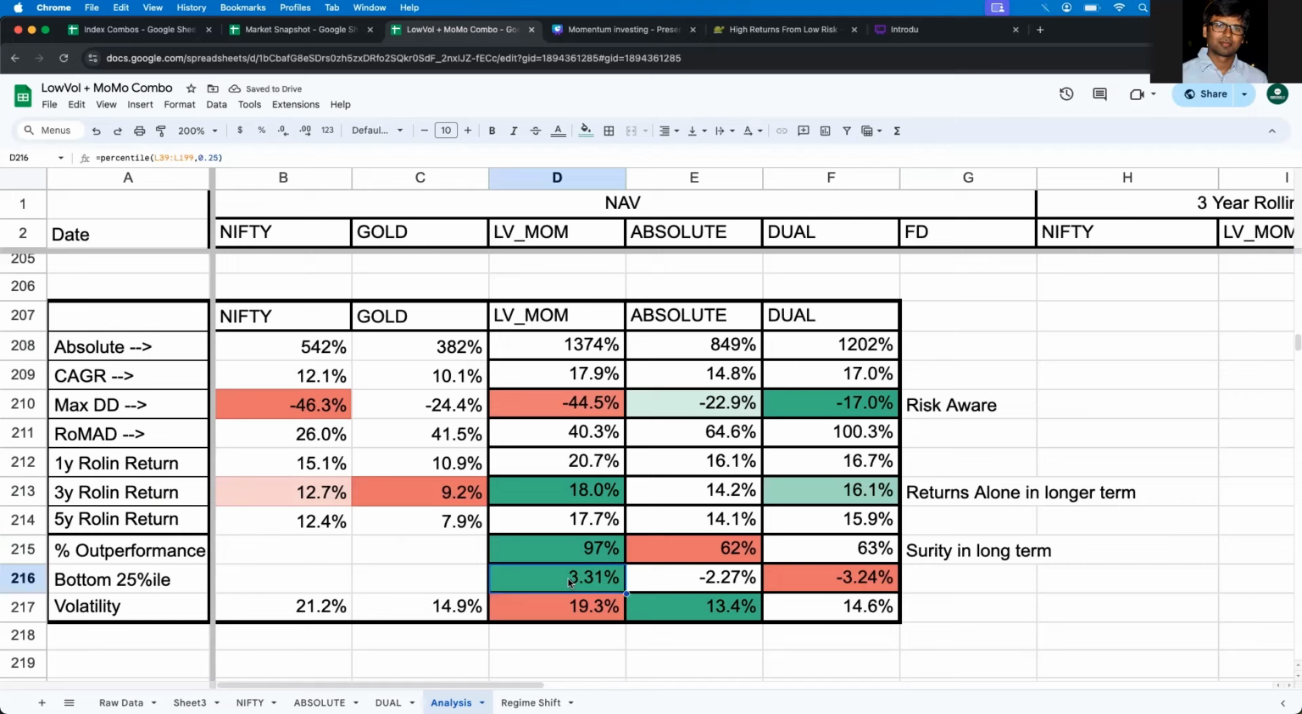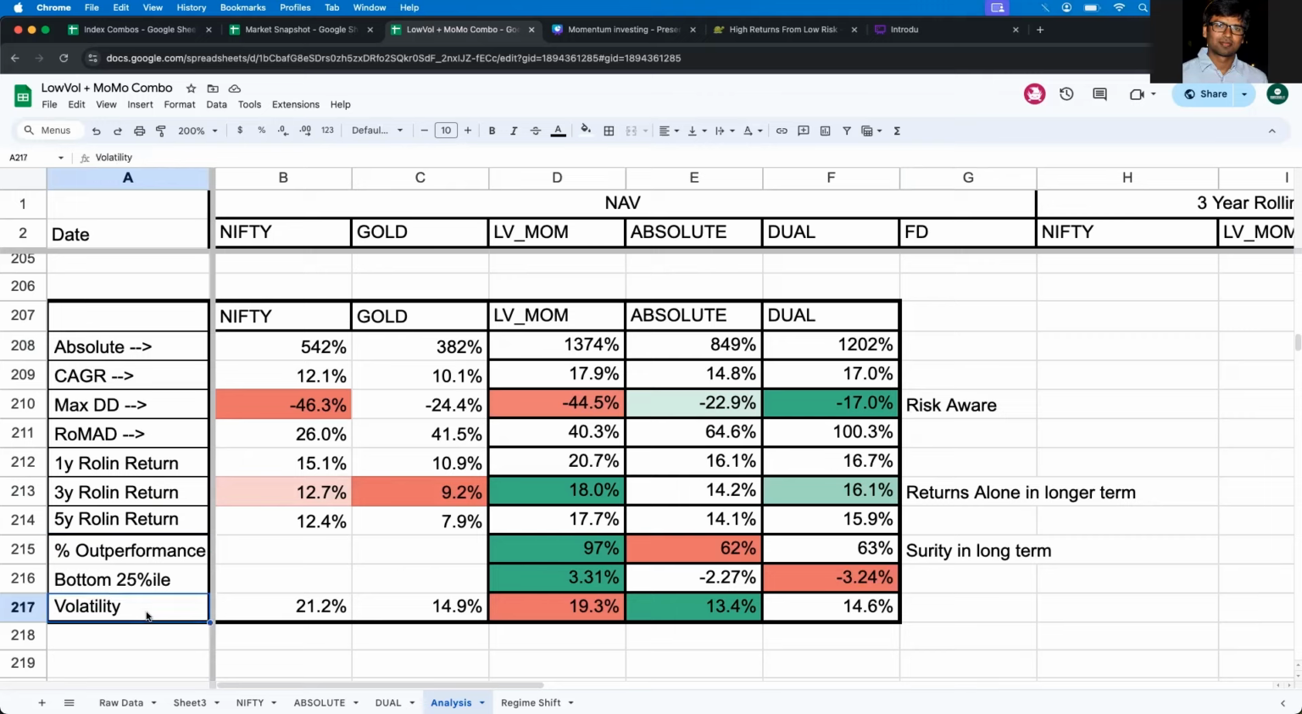Now, if you are interested in seeing the bottom 25th percentile of the excess returns, then in that case also, the LVMOM strategy is handsomely better than any of the other strategies. In other strategies like absolute or dual momentum, you might in fact get lesser returns than Nifty 50 over a longer period of time if you follow that strategy. Whereas if you're purely following LVMOM, you might end up getting decently good returns over and above Nifty 50. So this bottom 25 percentile and this percentage of outperformance, these two are calculated on a rolling return basis.